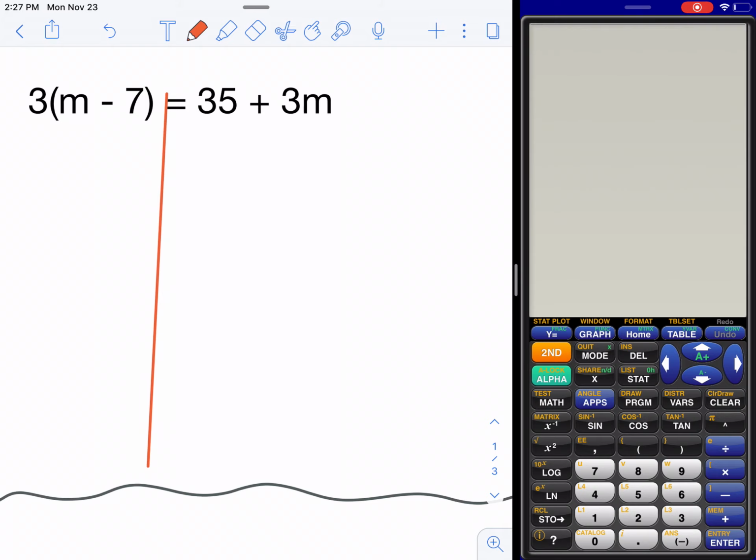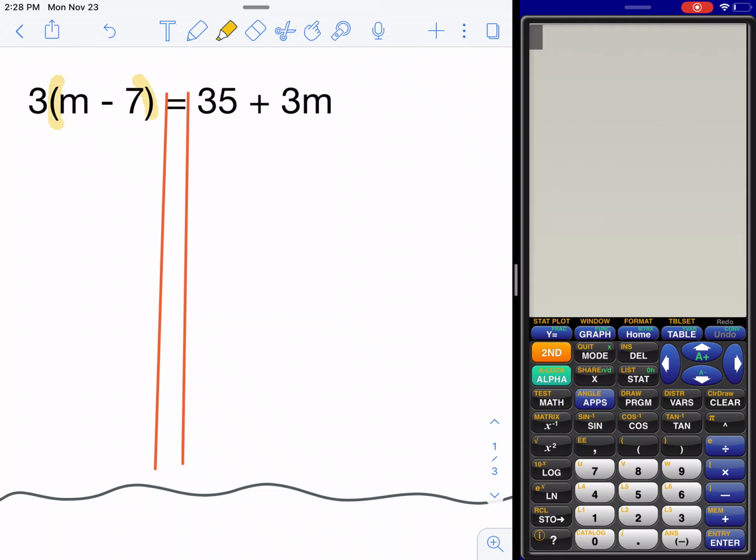So this first example, I'm going to set up my train tracks, and I'm going to start just like I would start any other problem. In this case, I see parentheses, so I know that my first step is going to need the distributive property. I'm going to distribute this 3. 3 times m would leave me with 3m. 3 times that -7 would give me a -21. So I have 3m minus 21. I'm going to move down the rest of my equation, 35 plus 3m.